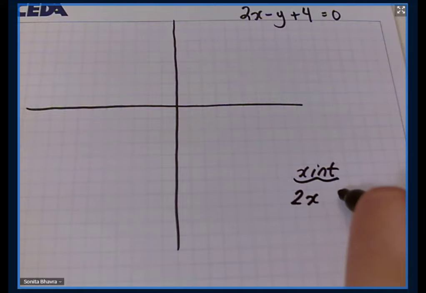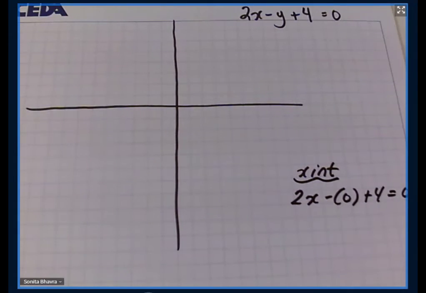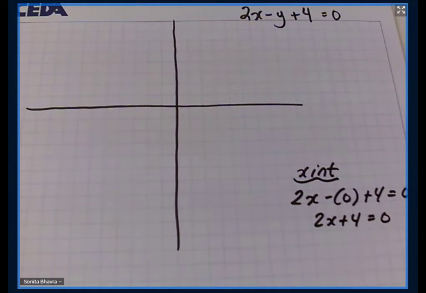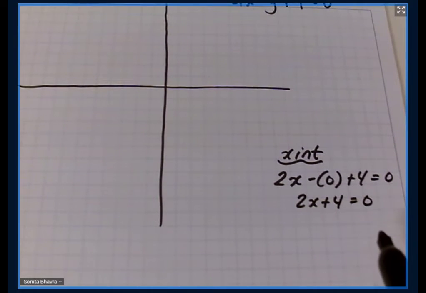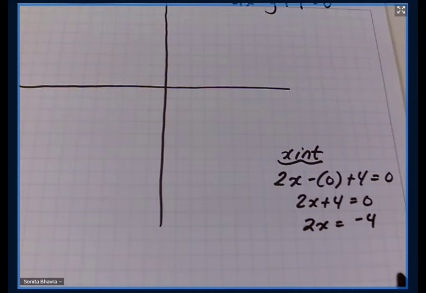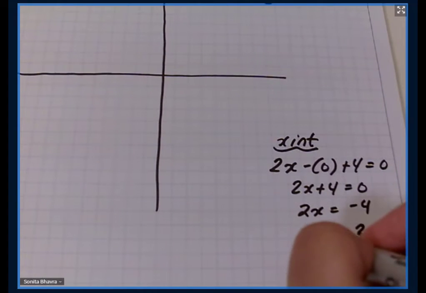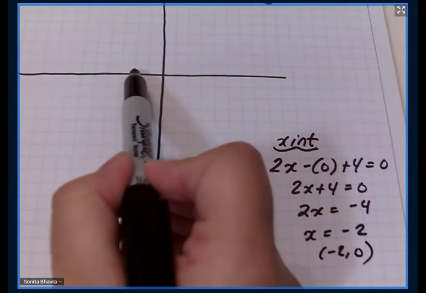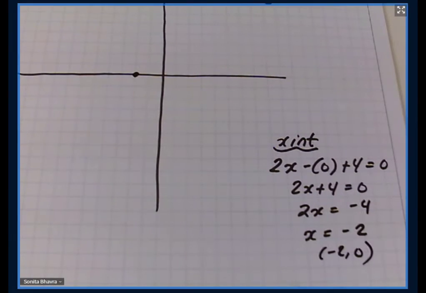So 2x minus 0 plus 4 equals 0. So we're left with 2x plus 4 is equal to 0. And we're just solving for x. 2x is equal to -4. And then divide by 2 on both sides. x is equal to -2. All right, so that would be the point -2, 0. So -2, 0, right there. So we have 1 point.